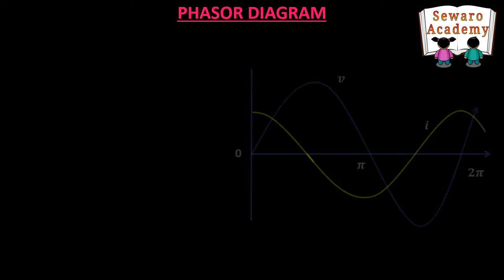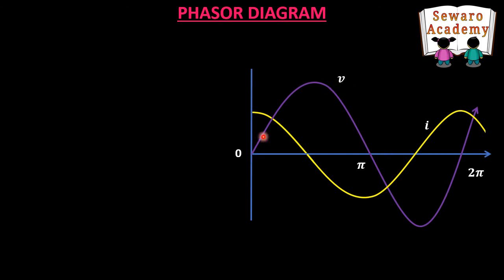Now if we plot the expression for voltage and current for an AC circuit containing capacitor only, then we get this kind of a graph, where this purple curve represents the voltage and the yellow curve represents the current. From this graph it is clear that the current has already reached maximum, and after some time only the voltage will reach maximum. We can also say from the graph that current is ahead of voltage, and the phase difference between the current and voltage is pi by 2, that we have already calculated.